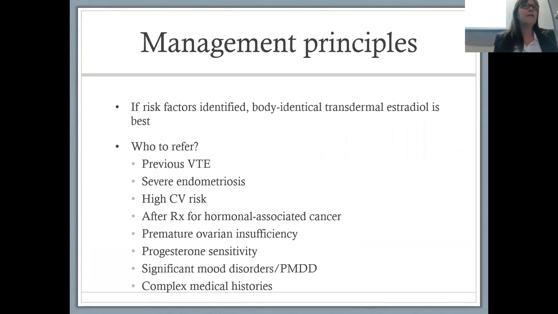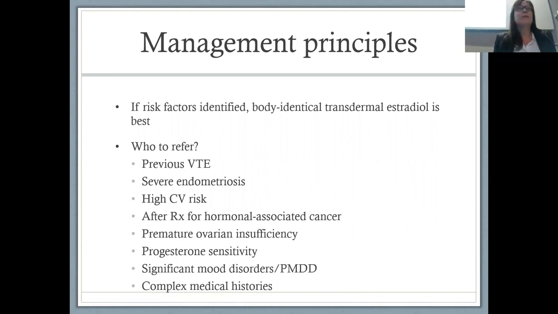If you've identified risk factors in the history, then the utility of transdermal estradiol is significantly increased, or is recommended. The reason transdermal estradiol is good is because it has no hepatic first-pass metabolism. It doesn't increase blood clot risk. It doesn't increase any adverse liver risks. It essentially is the safest form of hormone replacement therapy. So if you're at risk of cardiovascular disease or stroke or diabetes, then transdermal estradiol is the answer. Who should you send to see us?